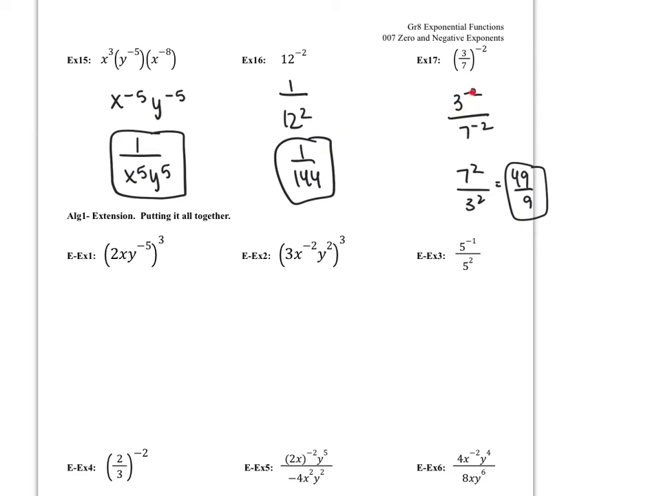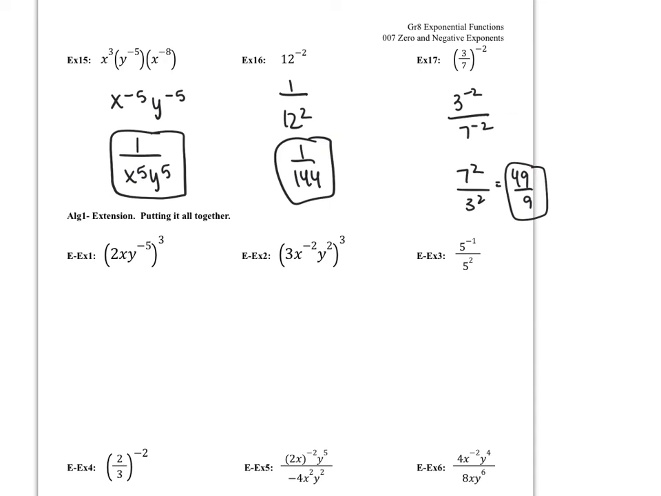So 3 is being raised to the negative 2 power, 7 is also being raised to the negative 2 power. Because they have negative exponents, they're going to change their spot in the fraction. So 3 in the numerator is going to go to the denominator, and 7 in the denominator is going to go to the numerator. By making this swap, their exponents become positive. 7 squared, 7 times 7 is 49, and 3 squared, 3 times 3 is 9. My final answer is 49/9.